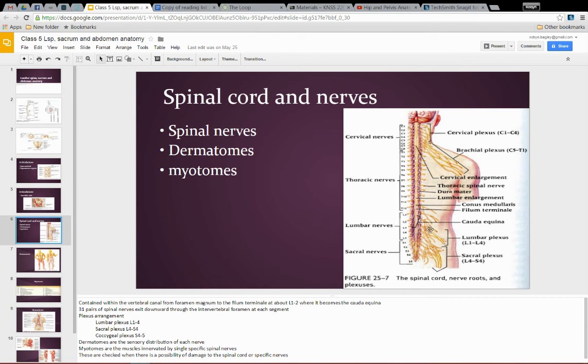Dermatomes are the sensory distribution of each nerve. So when you touch the skin on your leg, that is a sensory distribution. It's a dermatome. It comes from a certain segment of the spine. Myotomes are the muscles innervated by a single specific spinal nerve. Okay? We check these when there's damage to the spine or suspected damage to the spine.